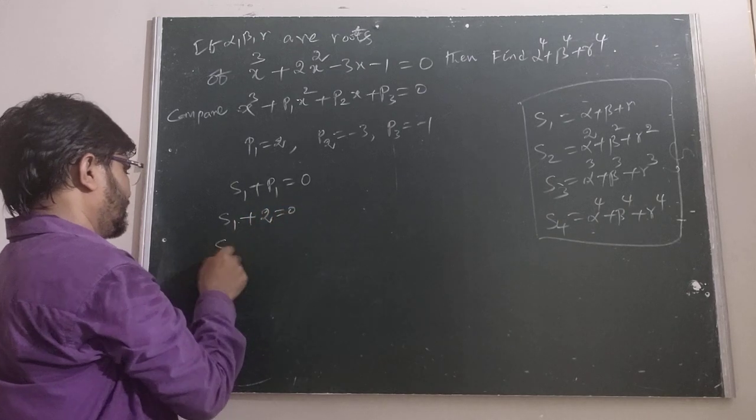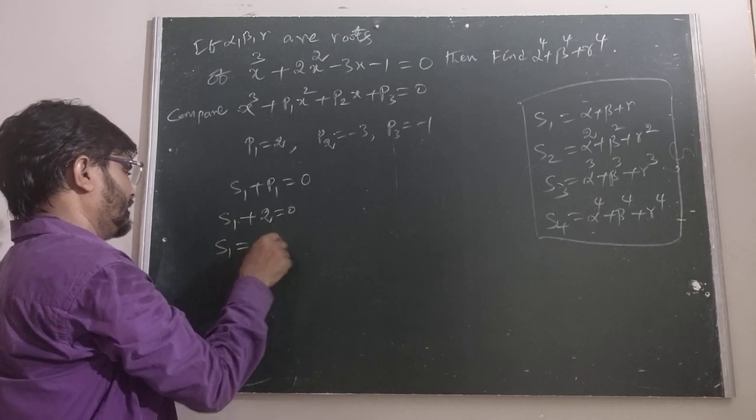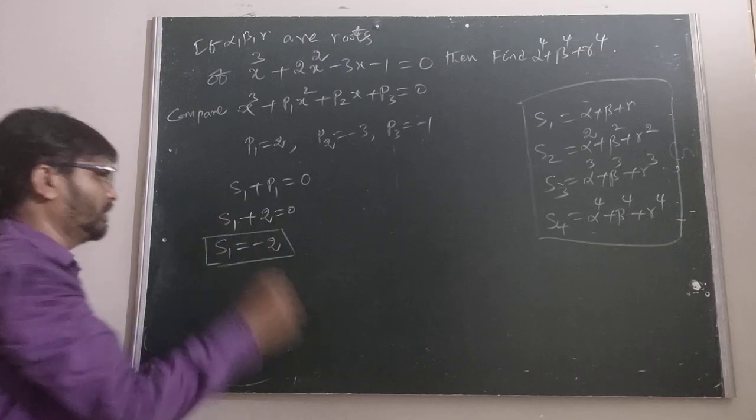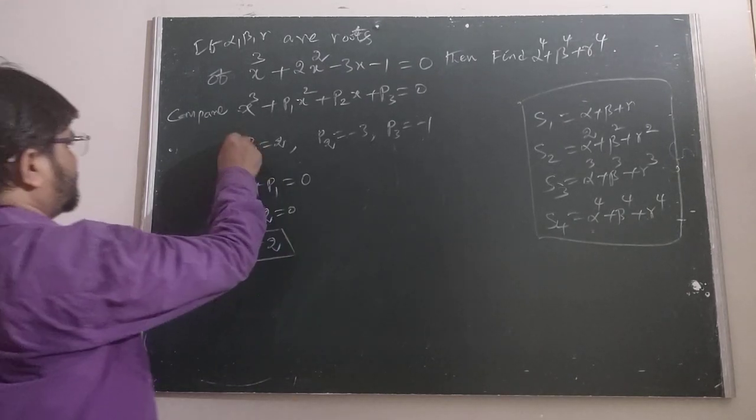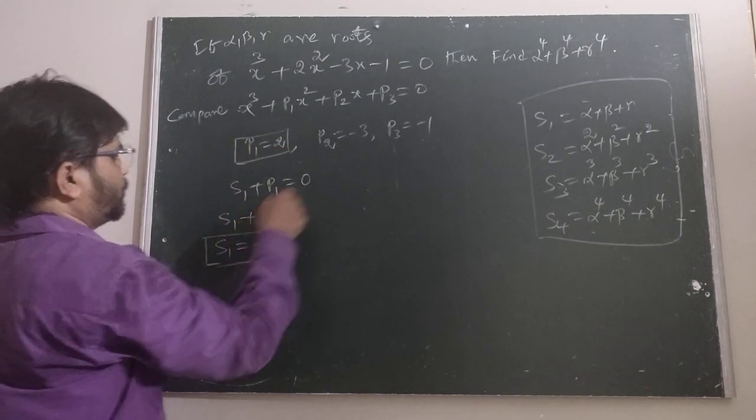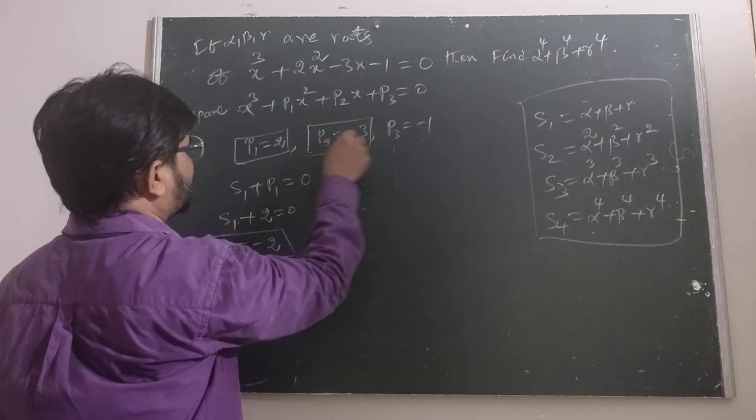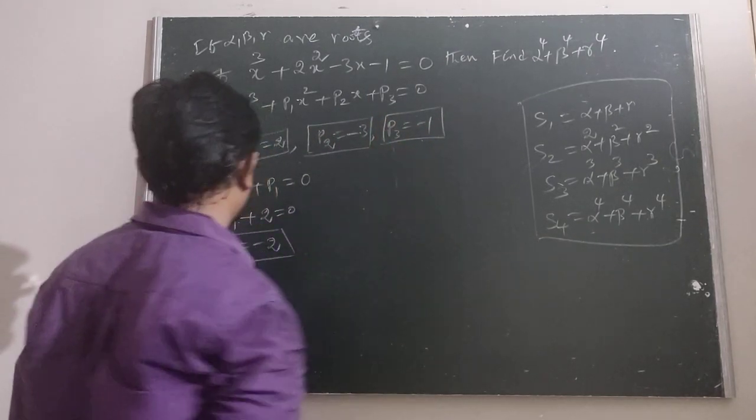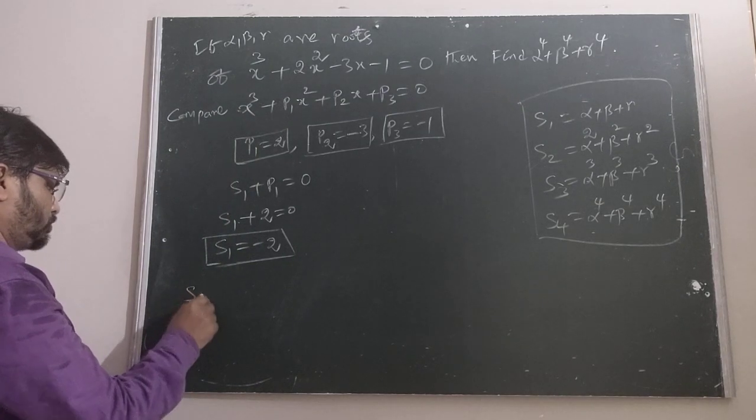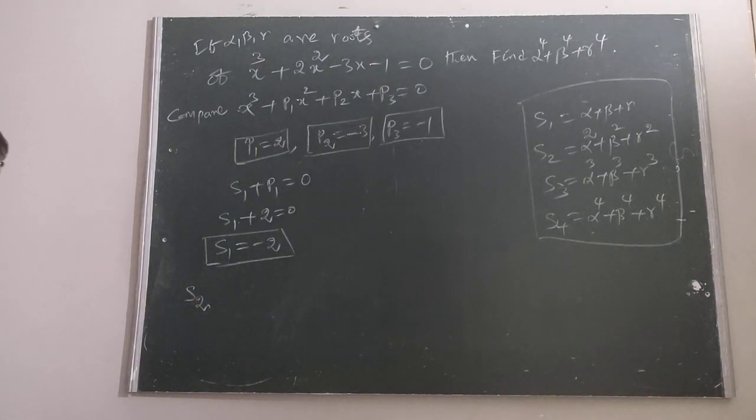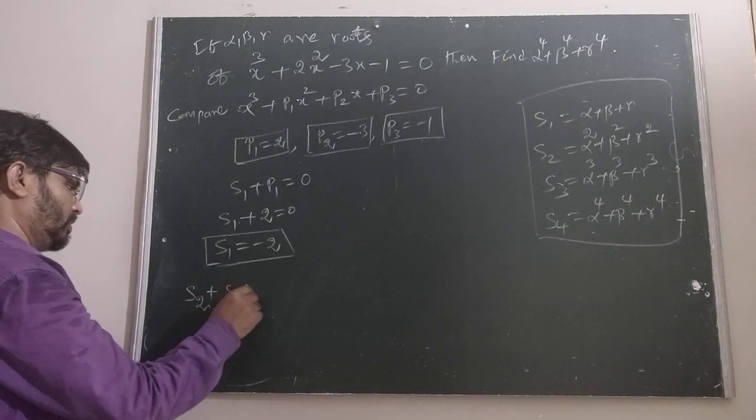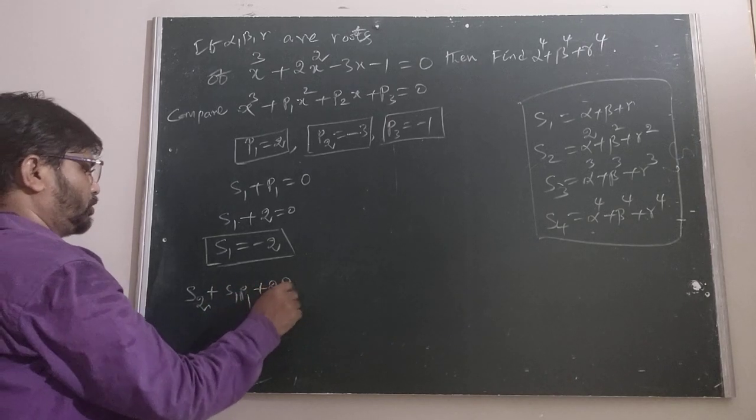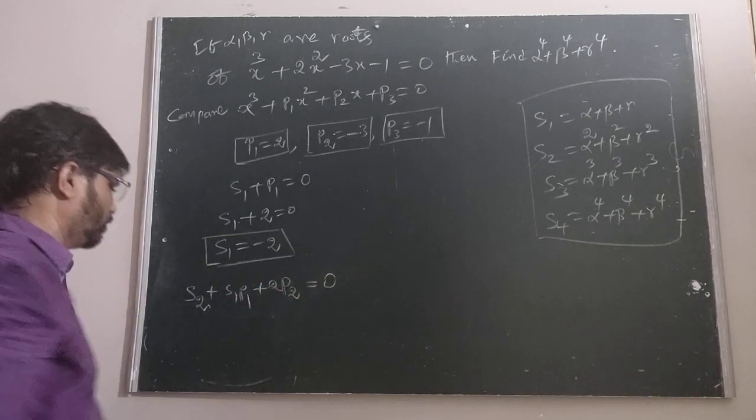Now we are getting S1 equal to minus 2. This is the value of S1. This is the P1. P1 is 2, P2 is minus 3, and P3 is also minus 1. Now we write S2. The formula of S2 is S2 plus S1 P1 plus 2 P2 equal to 0.